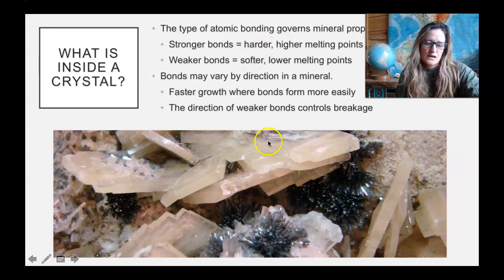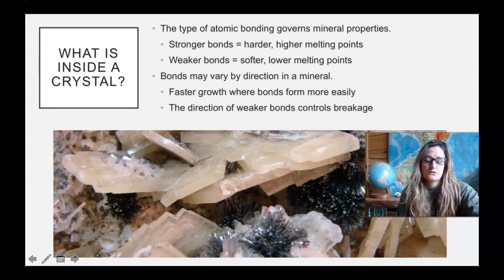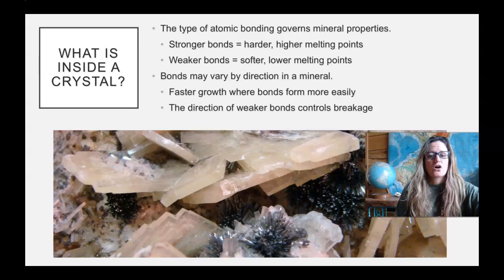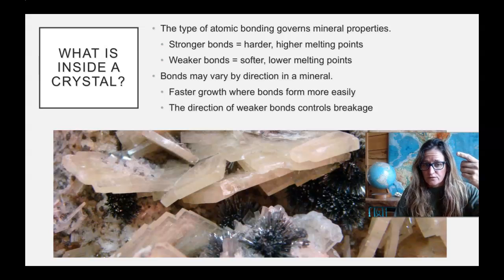The bond type matters. We won't get too bogged down with types of bonds, but just know that it matters. If a bond is really strong, then that mineral is going to be harder. And when we look at hardness of minerals, we're actually talking about the strength of the bond and how easy or hard it is to break that bond. And we test that by scratching the crystal surface, the surface of the mineral.